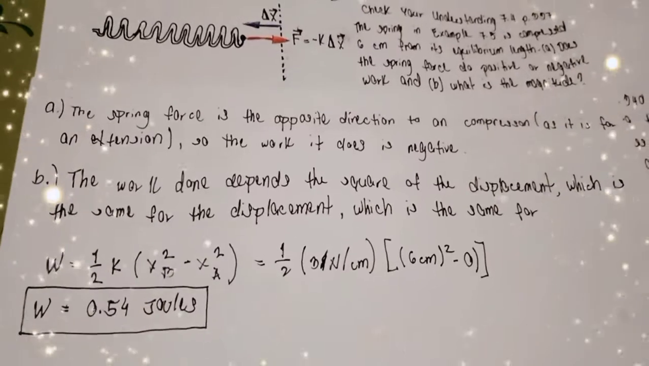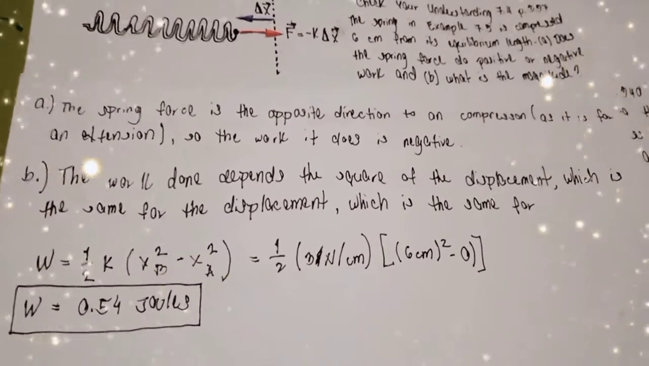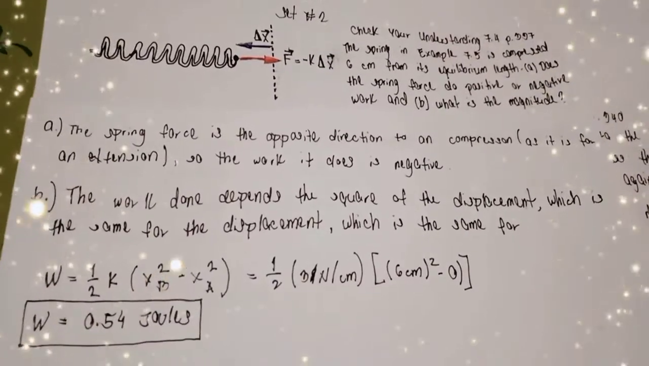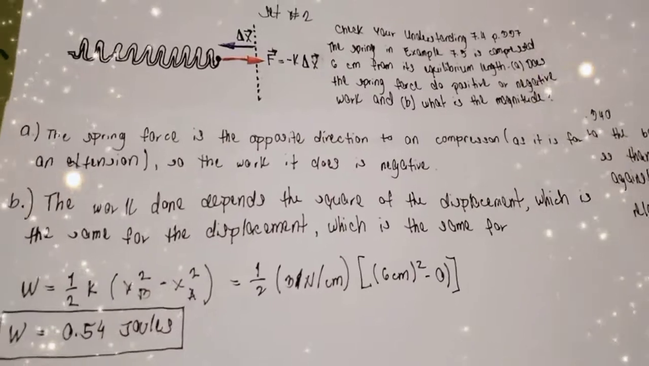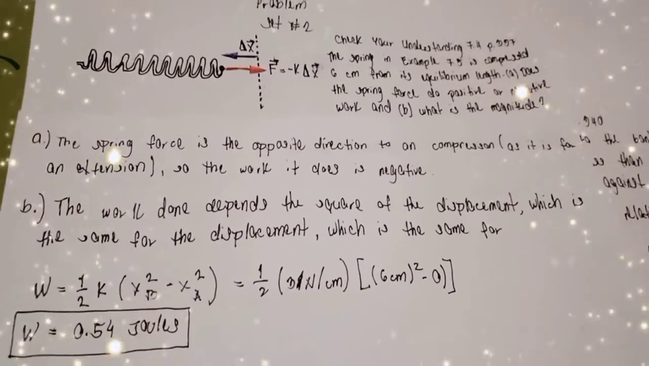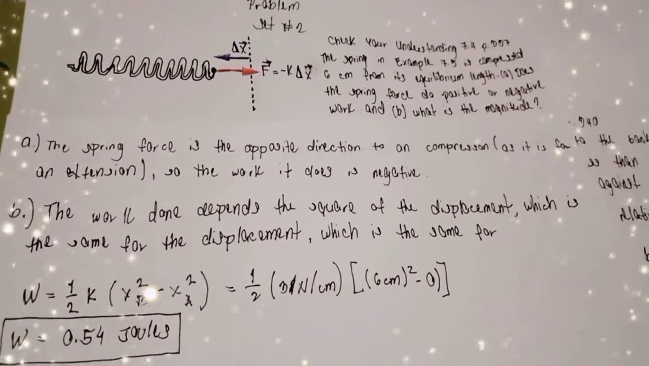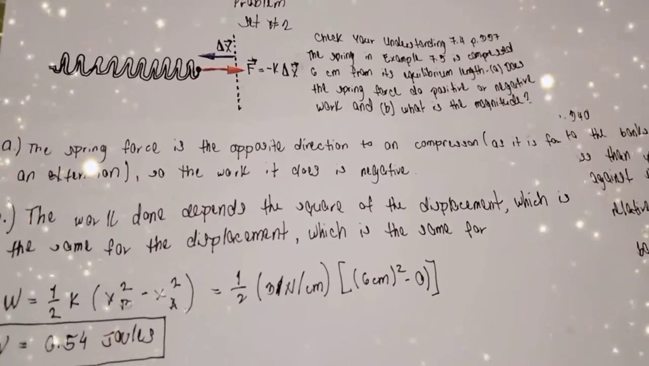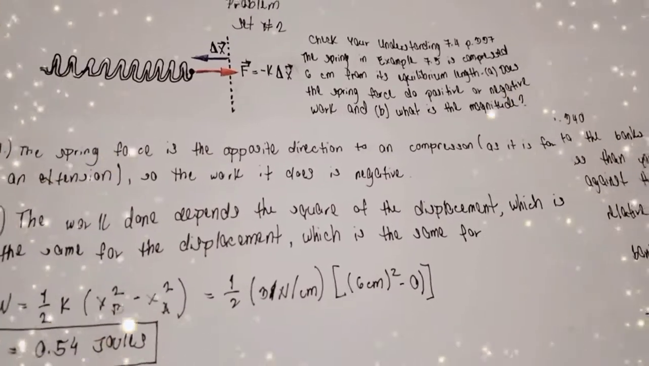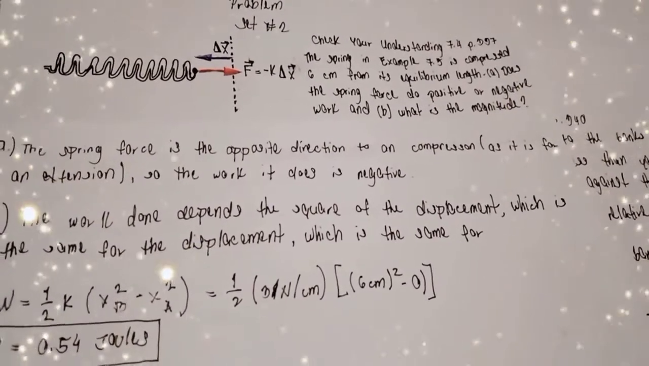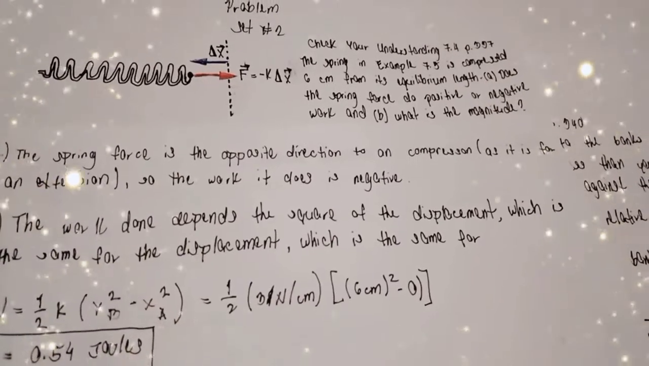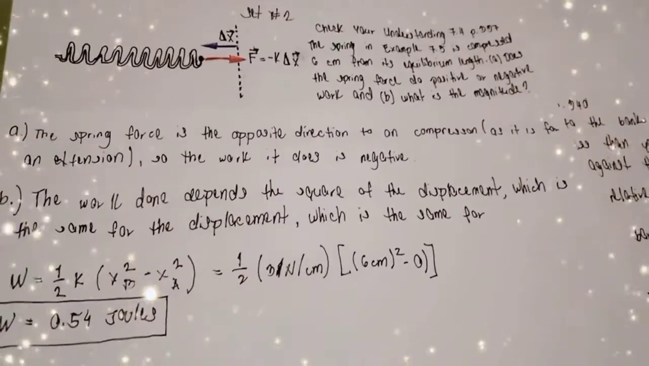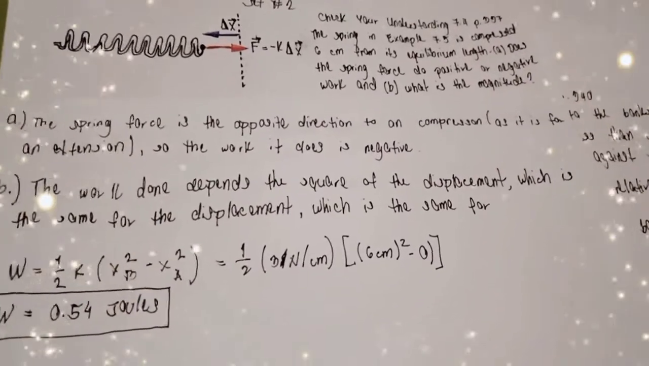The work is 1/2 k times (x_b² minus x_a²), equal to 1/2 multiplied by 3 N/cm times (6 cm)² minus 0, so 54 joules.